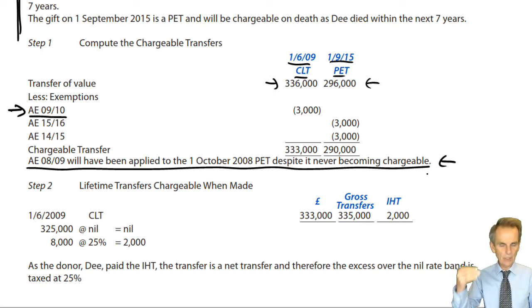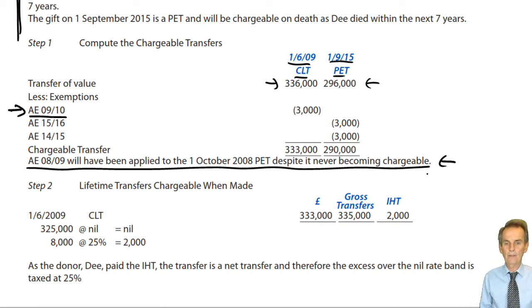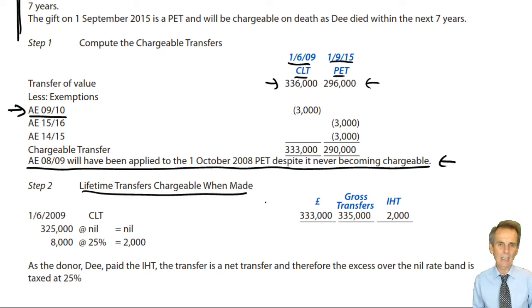Make sure you deal with it step by step, based of course on whatever the requirements of the questions are, on probably your section B as this question would be, though a little cross section of this could be a section A question, like just computing the lifetime transfers chargeable when made and any IHT that was payable in lifetime. So we deduct our relevant annual exemptions, only 09-10 in relation to the CLT, leaving us with a chargeable transfer of 333. The September 15 PET, of course, benefits not only from the annual exemption of that year, 15-16, but because it is also unused, that of the previous year, 14-15. And that brings us down to a chargeable transfer of 290.